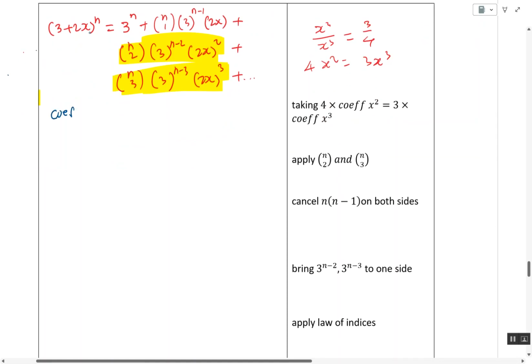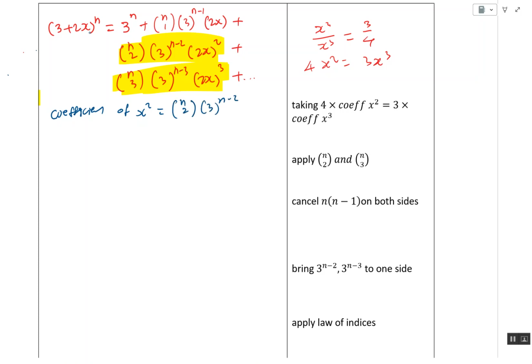Coefficient of x squared here will equal n choose 2, 3 to the power n minus 2, as well as the 2 squared here. So that's what I'll write: n choose 2, 3 to the power n minus 2, as well as 2 squared, just put 4 here, nothing wrong. Again, same thing. If you find it easier, write it outside again. Coefficient of x cubed: your n choose 3, 3 to the power n minus 3, as well as 2 cubed, which is 8.